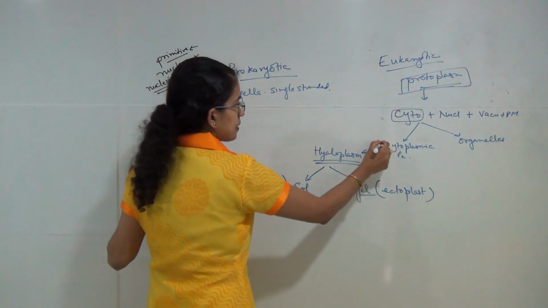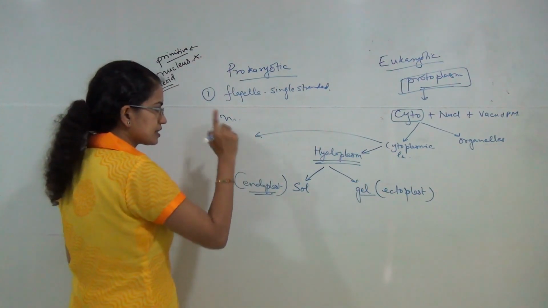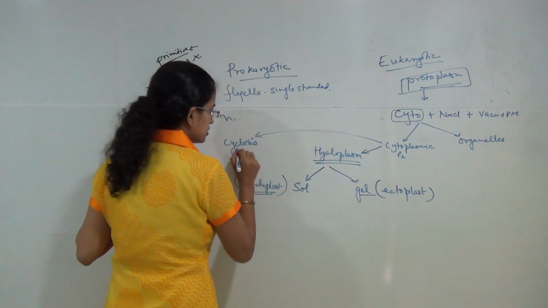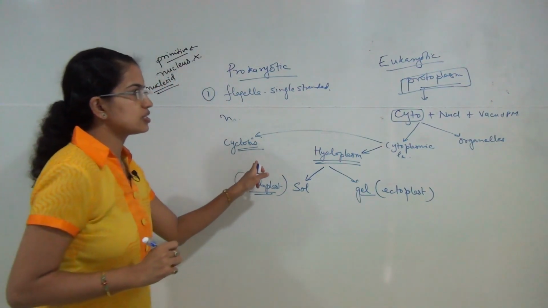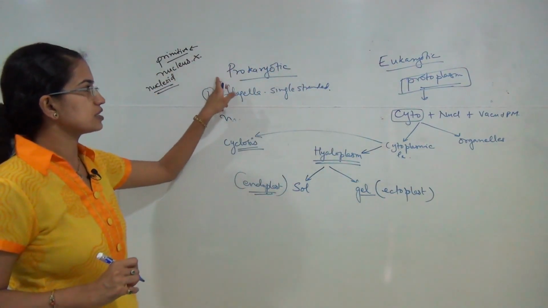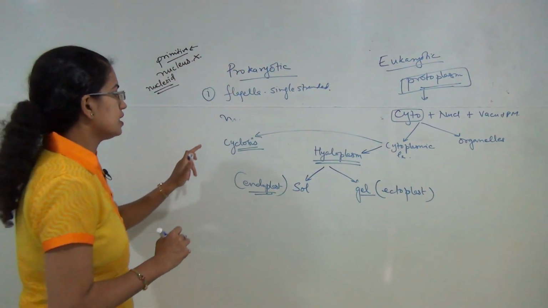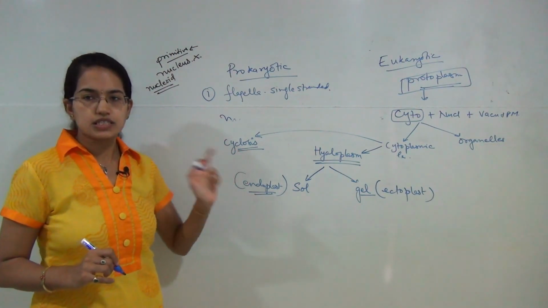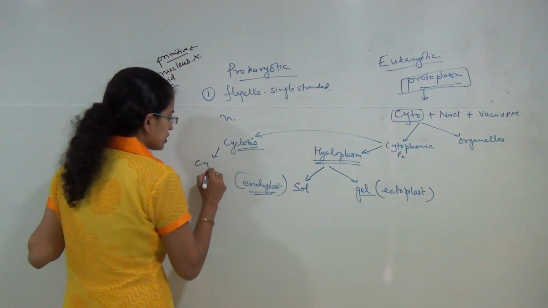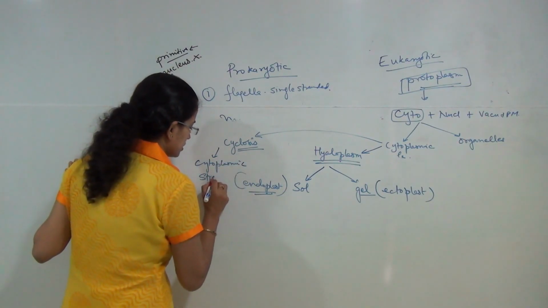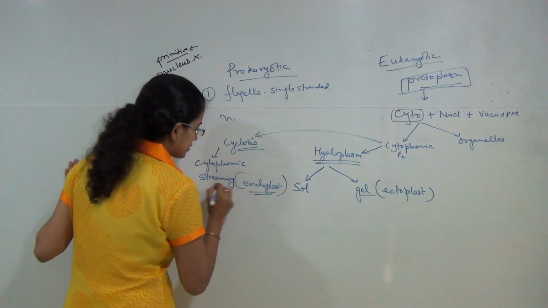Again, this cytoplasmic matrix has movement that is present, and that is known as cyclosis. And this cyclosis is exclusive to eukaryotic cells. You do not see any cyclosis in case of prokaryotic cells. This cyclosis is also known as the cytoplasmic streaming. So this was about the cytoplasm.